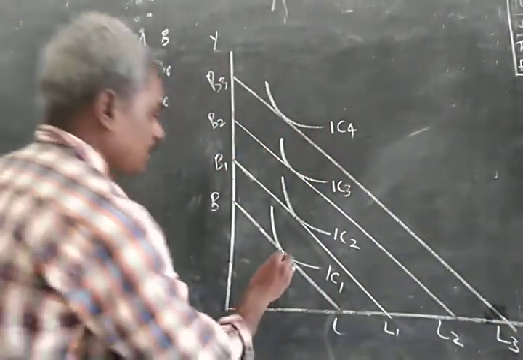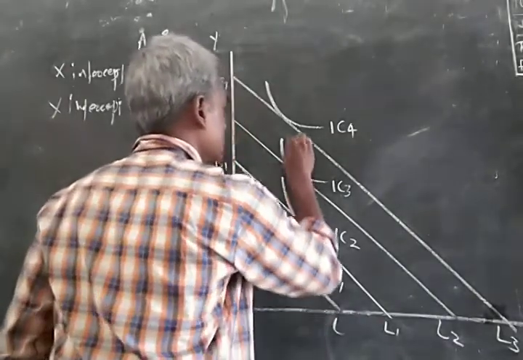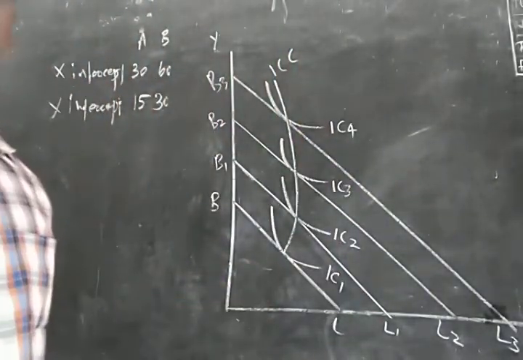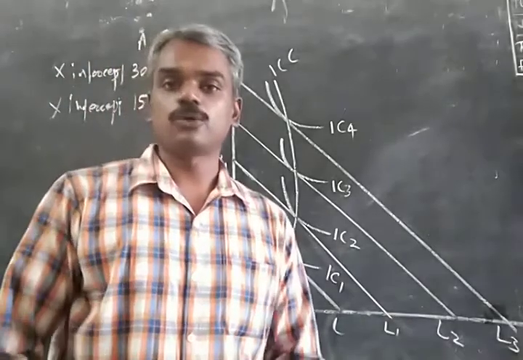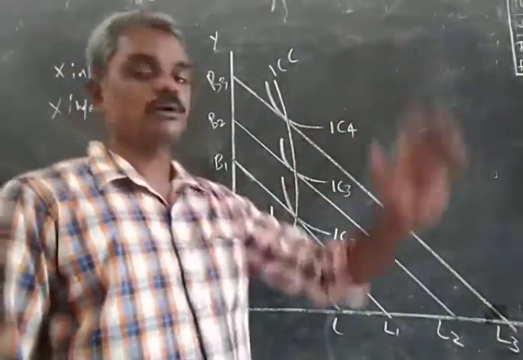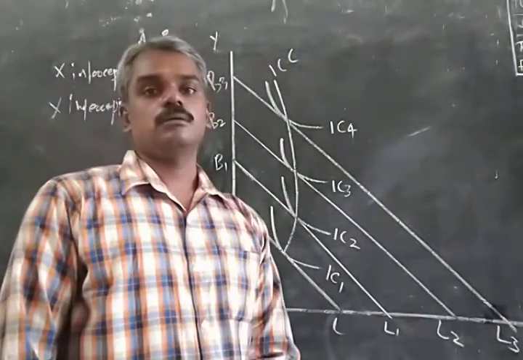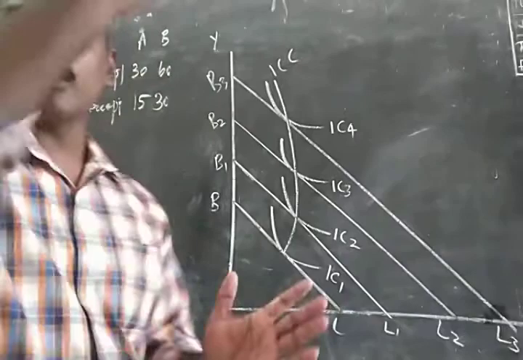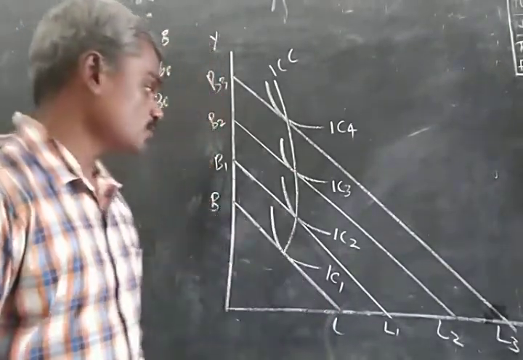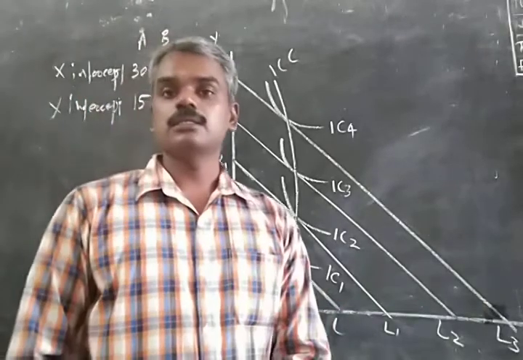Now we are finding the income consumption curve, and you can see that this income consumption curve is different from the income consumption curve that we drew previously. What is the difference? The first one was positively sloping towards the right. So it shows that the values on both axes were increasing.